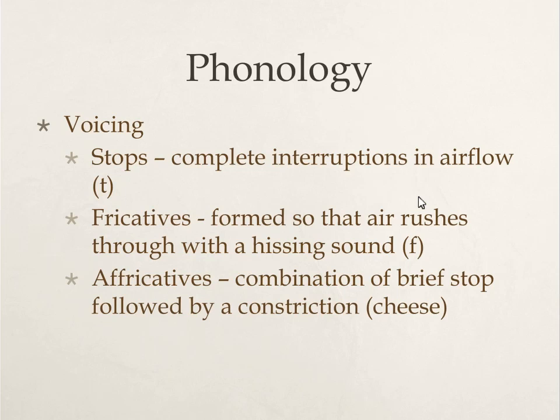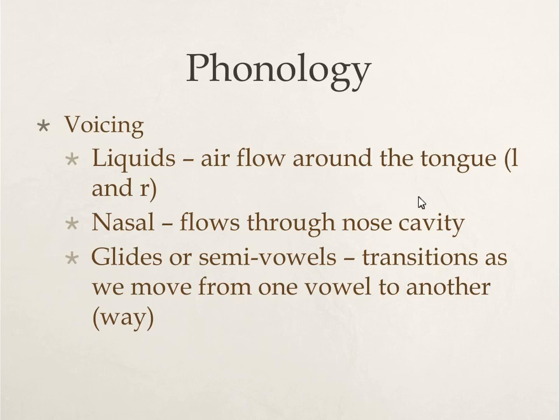So liquids are where the air flows around the tongue. So they're very open. So L and R, you'll see that there's almost no tongue movement. So L, R, those are really open mouth words. Nasals are anytime it flows through the nose cavity. So for me, that's ah. So anytime you make that kind of nose wrinkling, that's a nasal. Glides and semivowels are the way that we transition from one vowel to another. So way is an example. It's kind of like a diphthong, but it's the way that we slide from one piece to another.